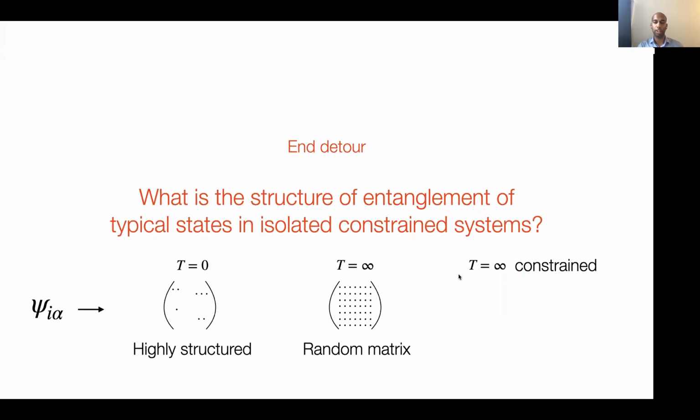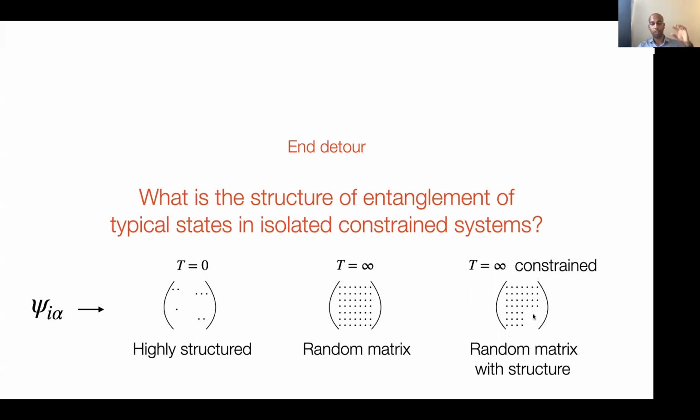Now, if you're in a constrained system at t equal to infinity, you still have some randomness, but you have some structure to it. Most of it is random, but you have some additional structure because some states are totally disallowed. So now you have to ask, what does the entanglement spectrum of these kinds of random matrices with structure look like?